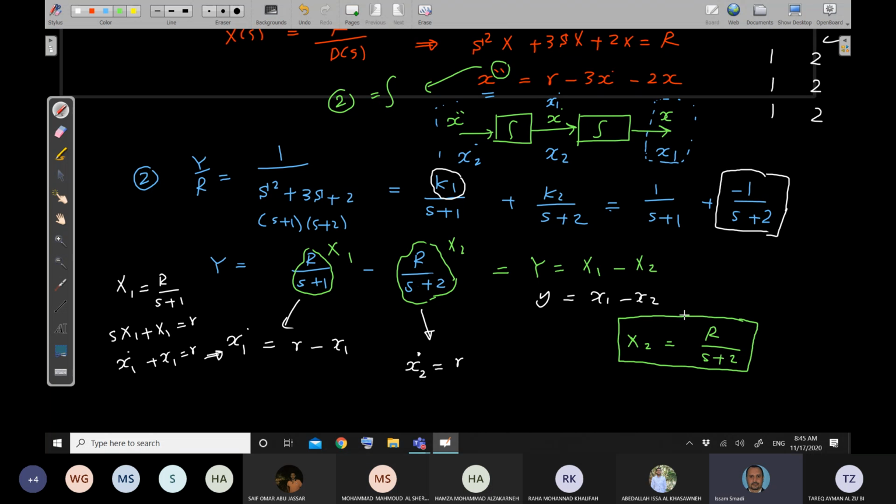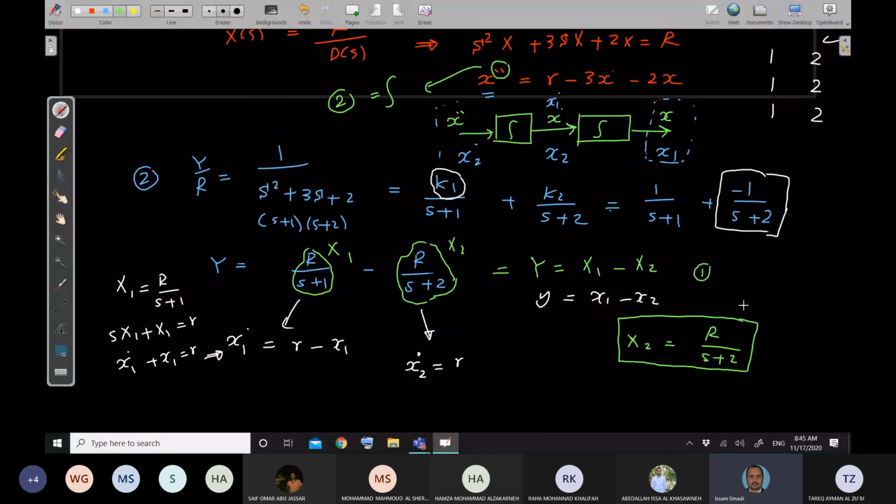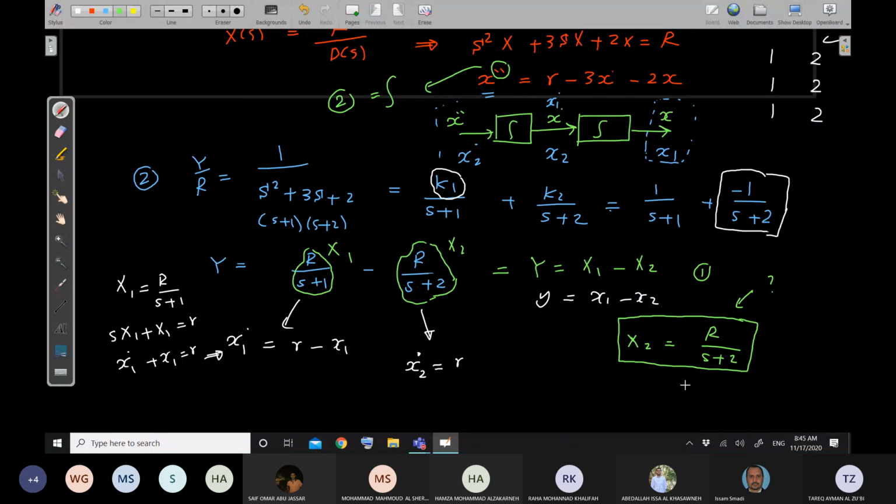Okay, what is the first step? Do you know what this one is? This is a transfer function, huh? x2 over r equals 1 over s plus 2, yes?